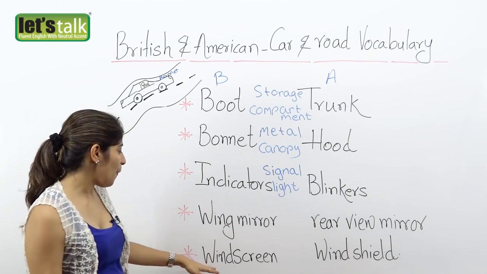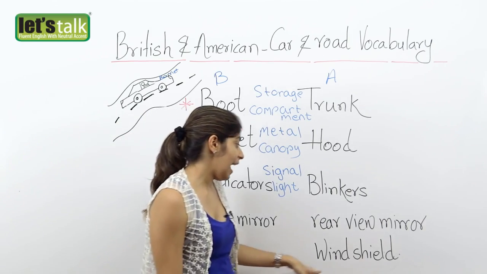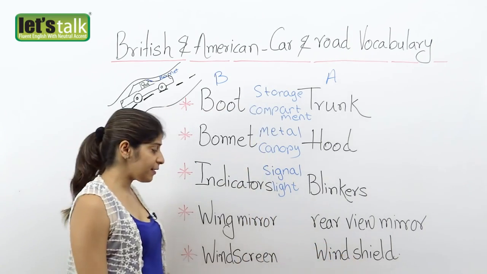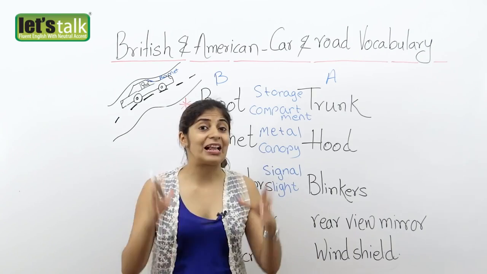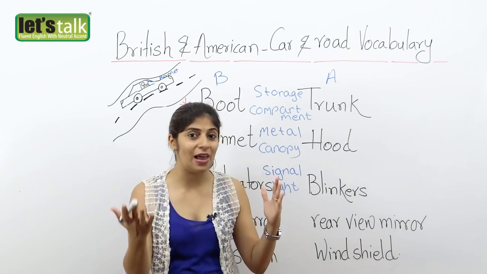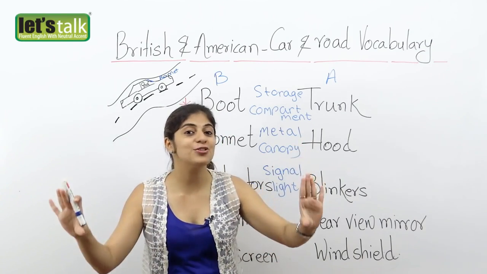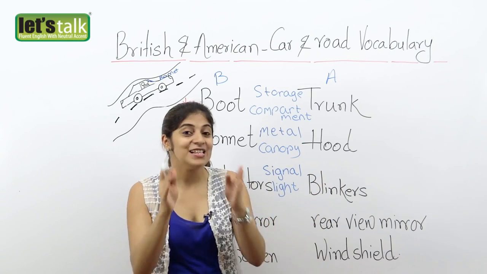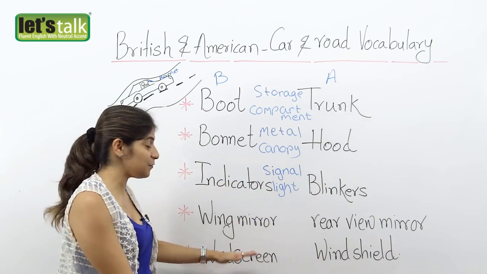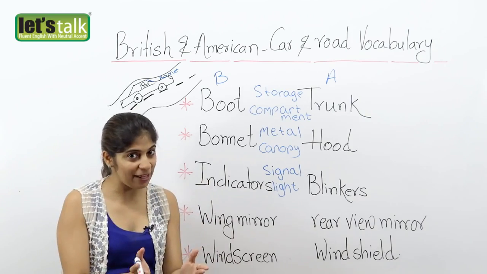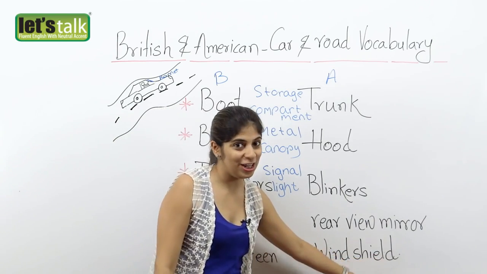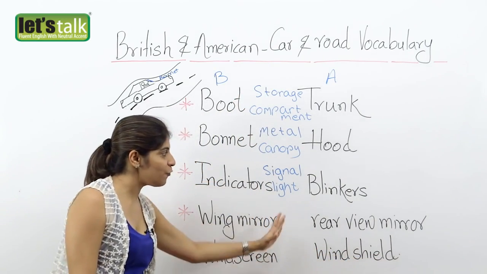Let's have a look at another one, windscreen and windshield. Windscreen and windshield is the see-through glass that covers the front of the vehicle. So in British English, it's called windscreen, whereas in American English, it's called windshield. So these are a couple of words.